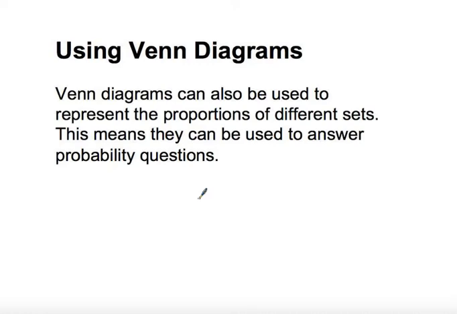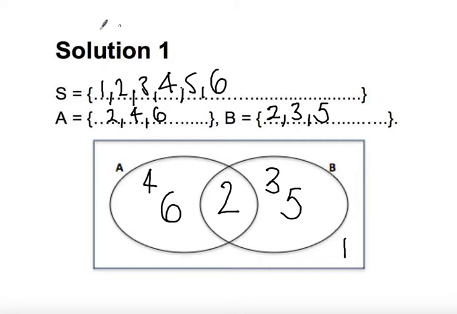Okay, so as it says here, Venn diagrams can also be used to represent the proportions of different sets. This means that they can be used to answer different probability questions. So if we just go back to our previous example very briefly, what I could have done instead of listing the actual elements was write the proportions here.